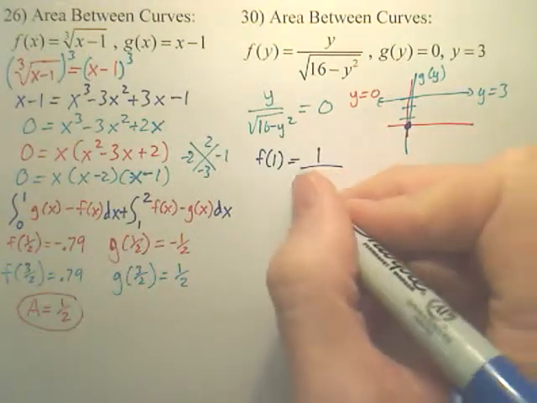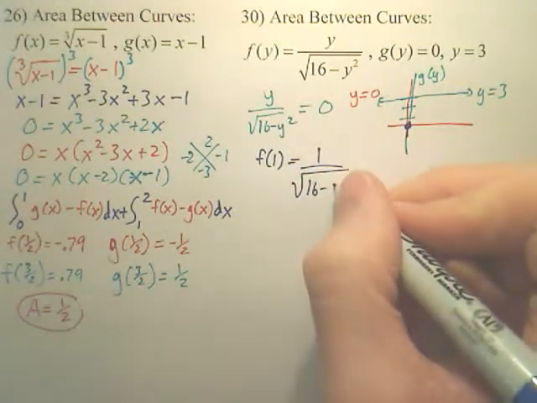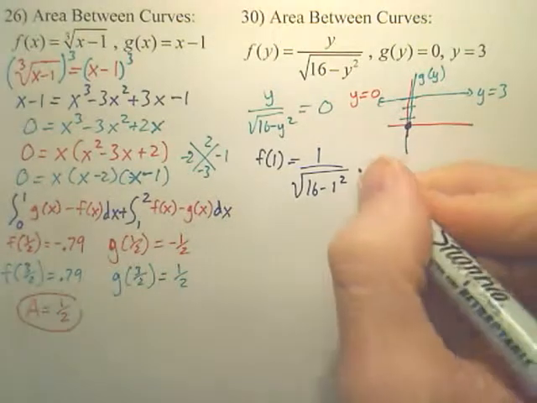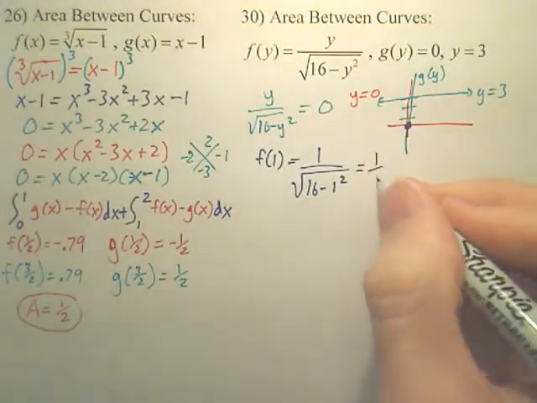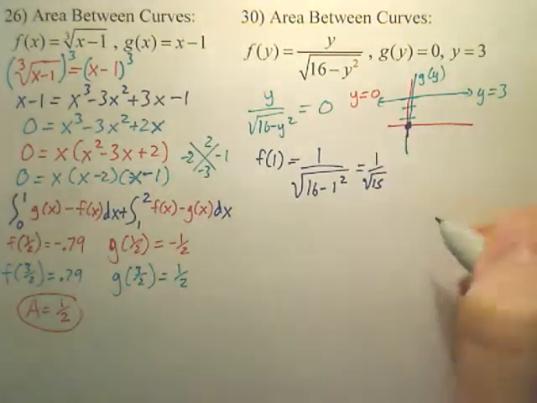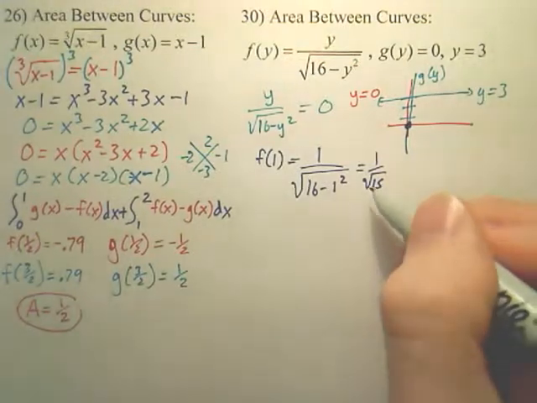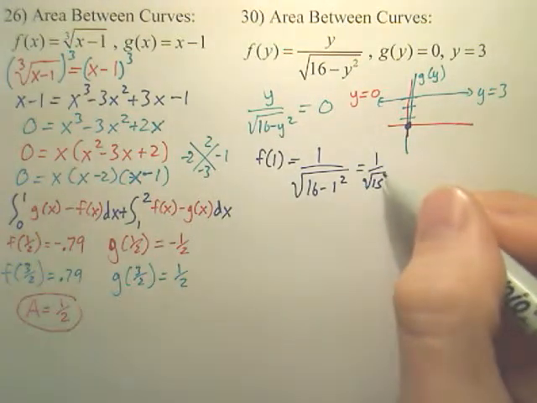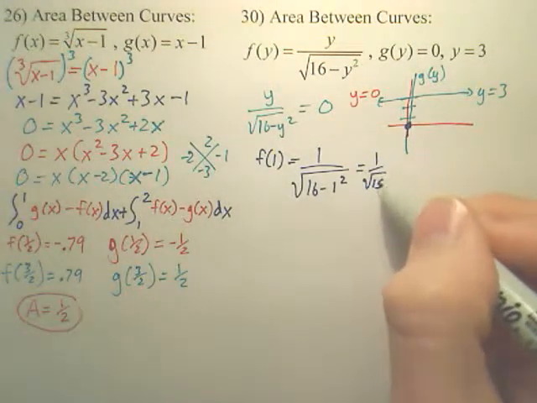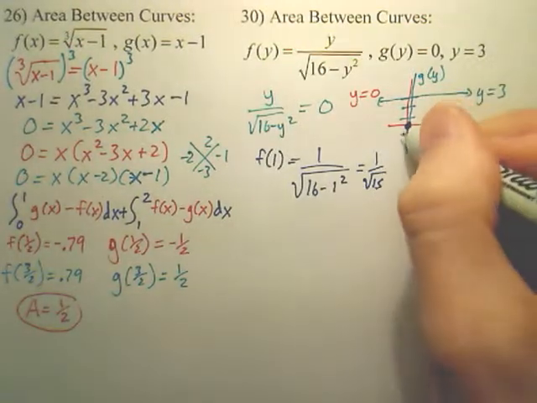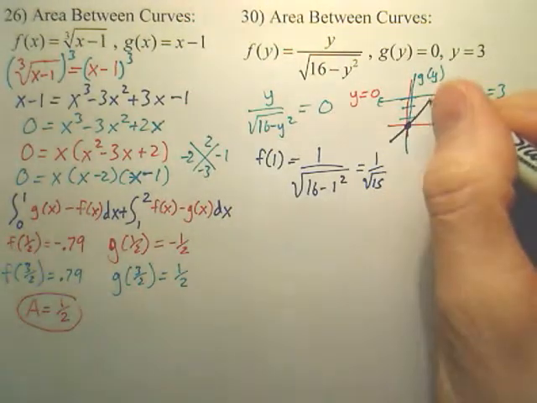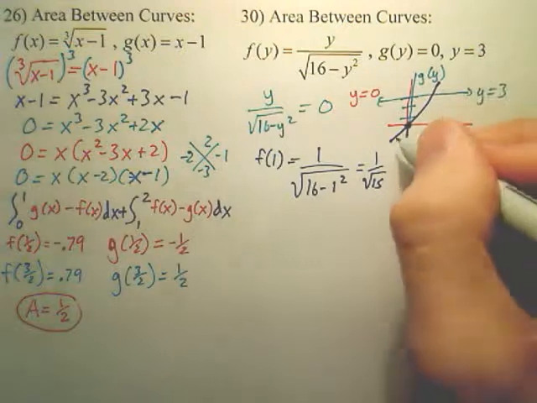That's going to be 1 over the square root of 16 minus 1 squared, which becomes 1 over the square root of 15. Now, what happens when you plug in 1 to this? Isn't this just 0? So is this bigger or smaller than 0? Doesn't that mean this is bigger than 0? So what that means is my graph is going to look something like this.